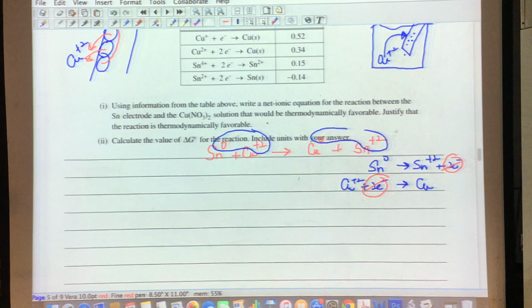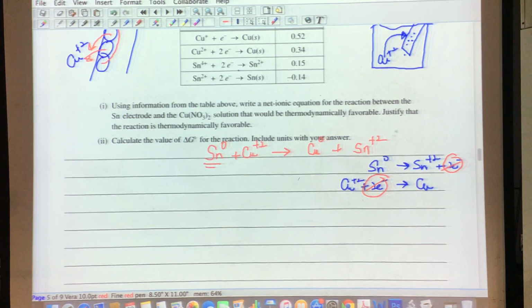Okay, this is the net ionic equation. Notice I have the solids here. I do because I have to balance it. So this is the overall net ionic equation. Notice I don't have the nitrates, right? The nitrates would be on both sides, correct? So this would be a point.